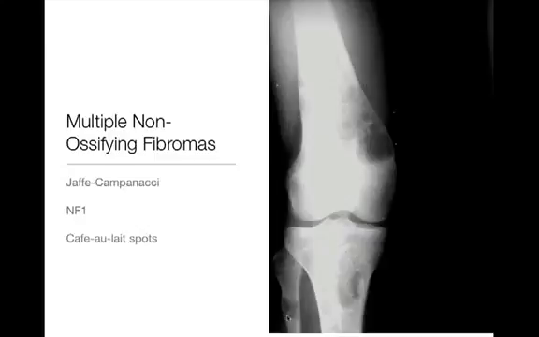There is a rare syndrome associated with multiple non-ossifying fibromas, which is known as Jaffe-Campanacci, and this is associated with cafe au lait spots. And sometimes you'll see multiple non-ossifying fibromas in neurofibromatosis type 1. There's no malignant risk of these non-ossifying fibromas. It's just a syndrome that's noticed. It's quite rare, and you're probably never going to see it, but just so you've heard of it.